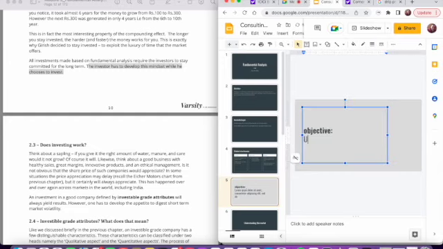Objective: using the compound effect to grow money. Learning how to use the compound effect to grow money.